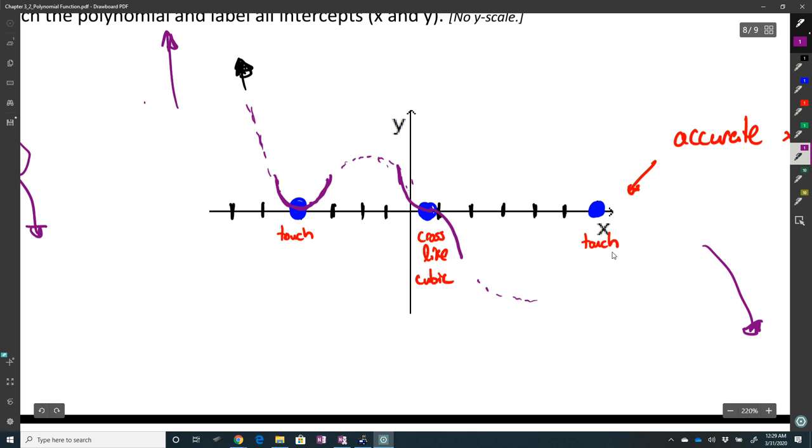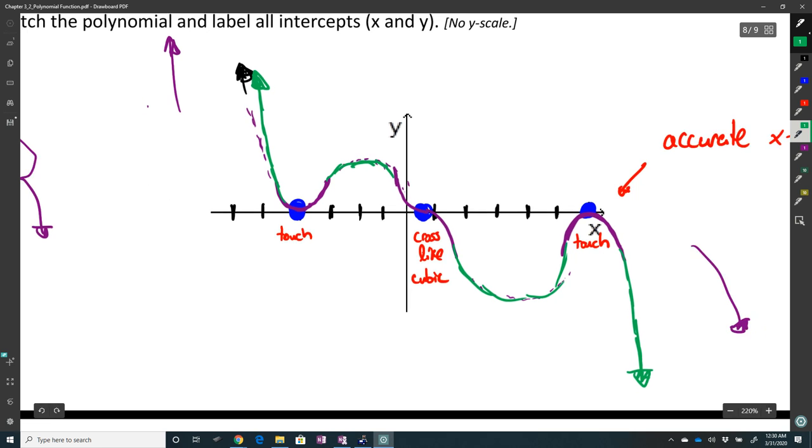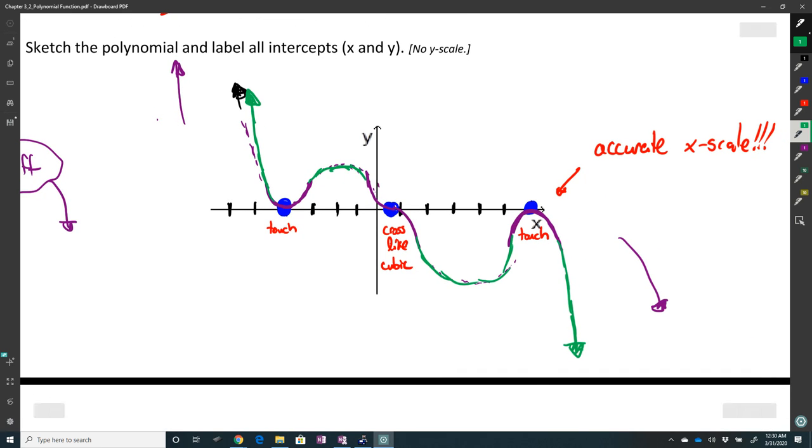Now I'm down here. I got to go back up and notice that it touches again. But this time I'm from below. So when it touches, it has to look like that. And then finally, I piece everything together and create my final sketch. And there we go. That's a general idea of what the graph looks like.